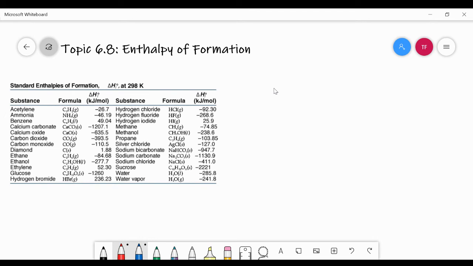In this video, we're going to be looking at topic 6.8 of the AP Chemistry curriculum, Enthalpy of Formation. With enthalpy of formation, we're talking about the enthalpy change, the amount of energy, when a compound forms from its elemental substances in their standard states.